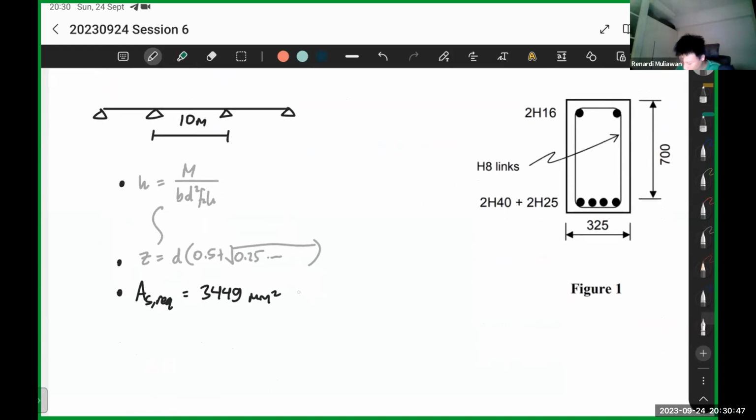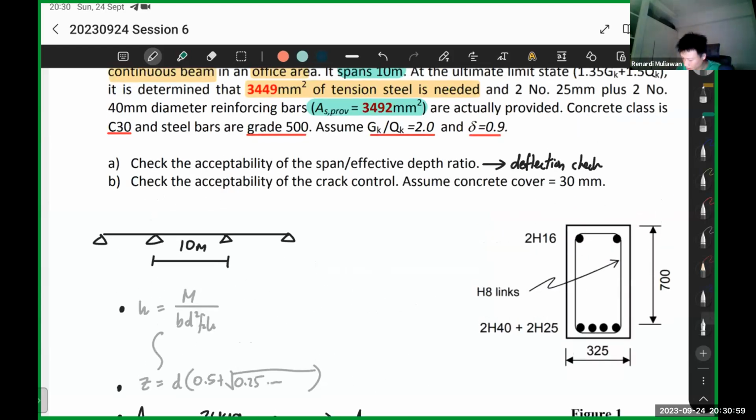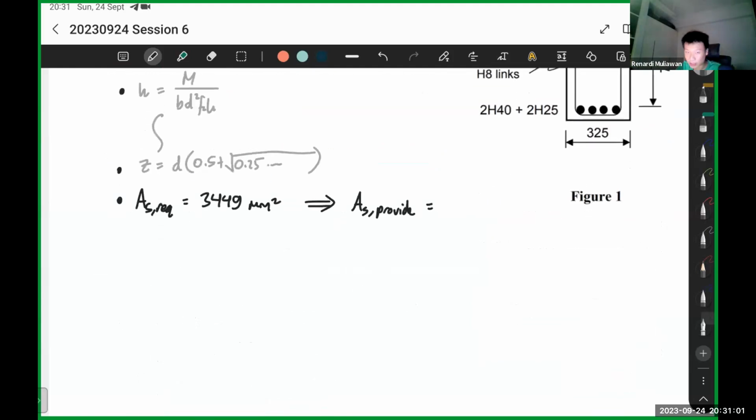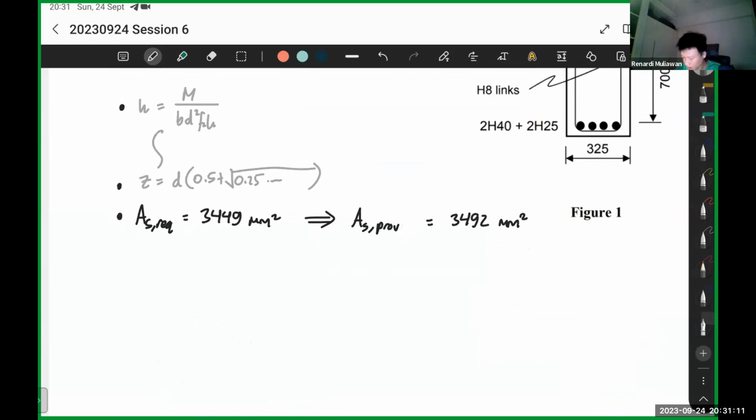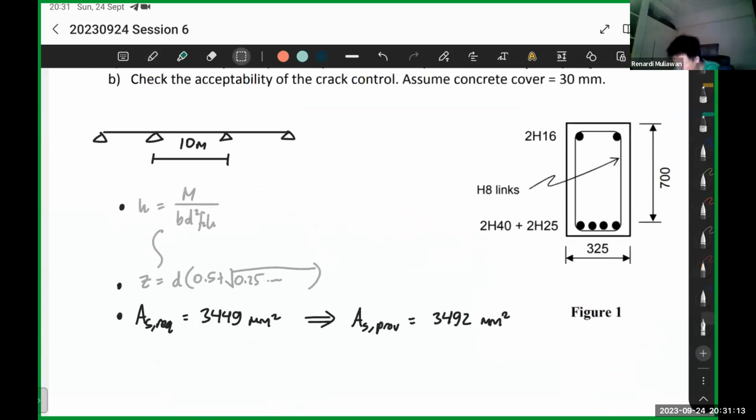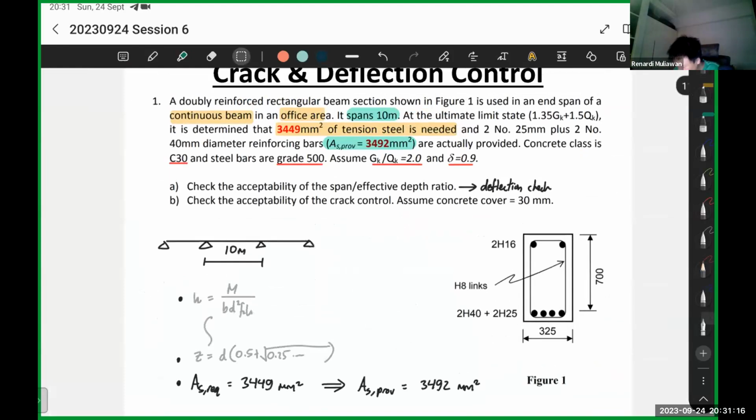If you remember, let's say you have this, then we usually check the table, and we get an area which is slightly higher than the As required. This one we call the As provided, which is here 3492. The question already gives us that, so we don't need to calculate it ourselves. 3492 millimeters squared is the provided As. So from here, the rest is okay.